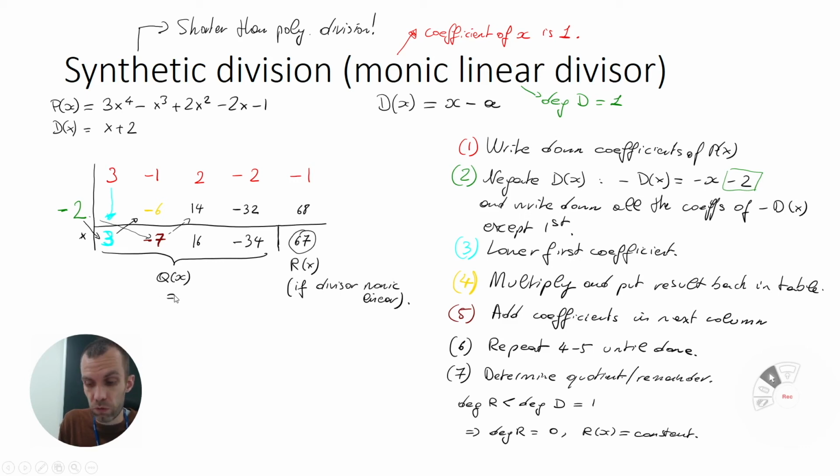How do you reconstruct the quotient? You just take the coefficients and put x's next to them. Let's write down the coefficients first: 3, minus 7, 16, minus 34. This is the constant term, this is the x term, this is the x squared term, and this is the x cubed term. So we get 3x cubed minus 7x squared plus 16x minus 34. If you check with the polynomial long division, you have the same result.